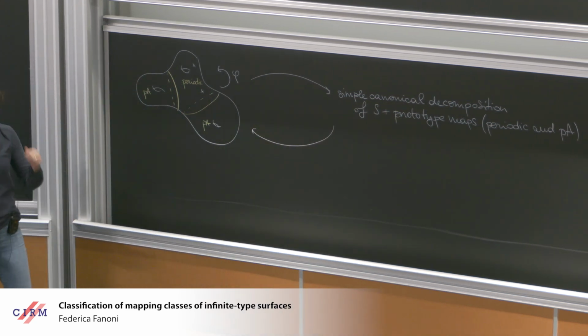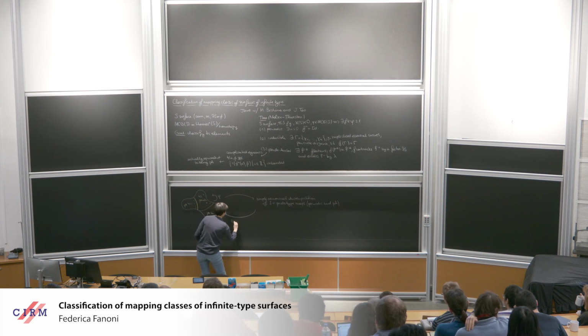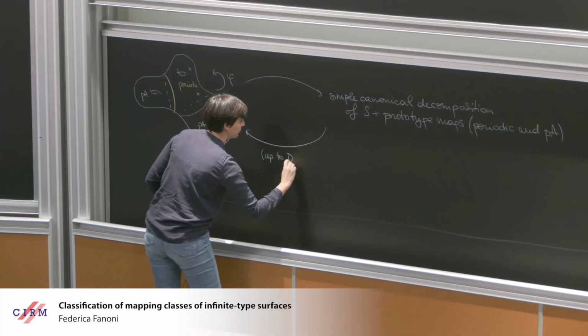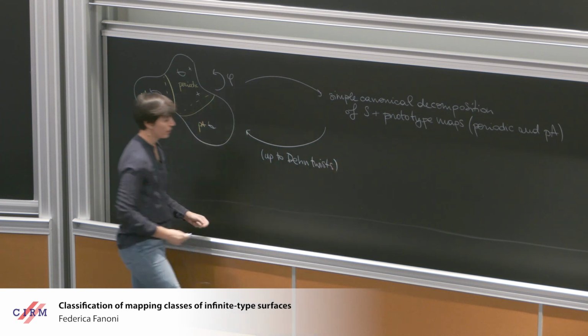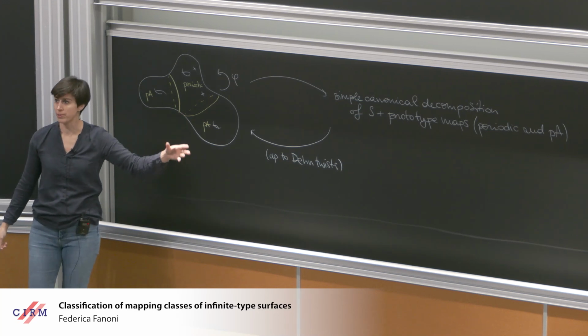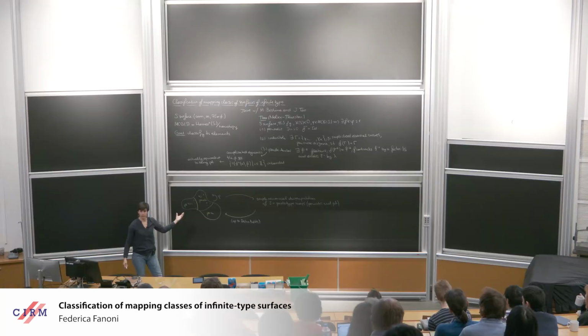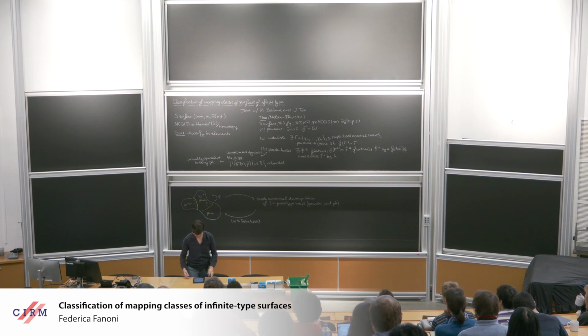The fact that the decomposition is simple tells me that I can almost go back. I mean, up to Dehn twists. If I have the decomposition and I have the prototype maps, I can reconstruct any element of the mapping class group. And this is the kind of thing that I would like to have in general, for any surface whose fundamental group is not necessarily finitely generated.